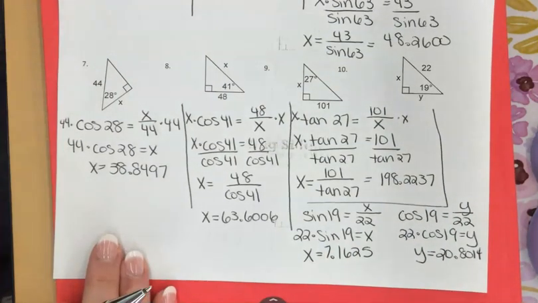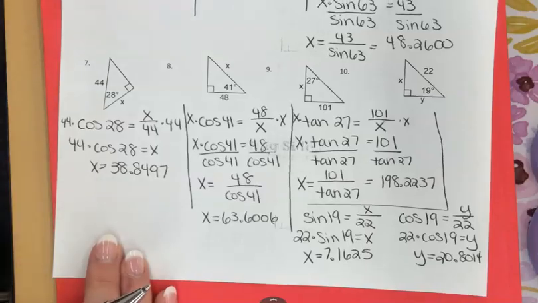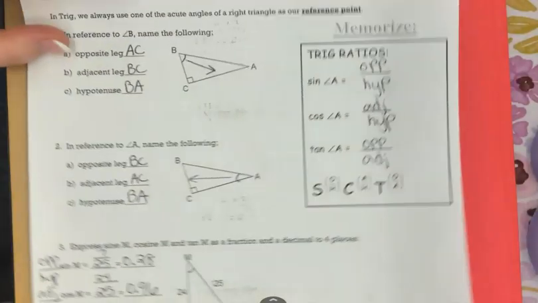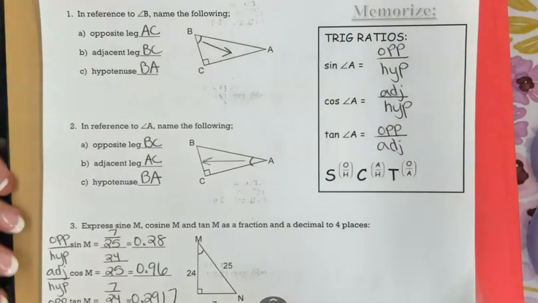And that is how we use trig ratios to find missing sides in our right triangles. Again, remember those ratios, sine, cosine, and tangent, are just numbers, and you're going to want to memorize SOHCAHTOA, which is a lot easier than you think.